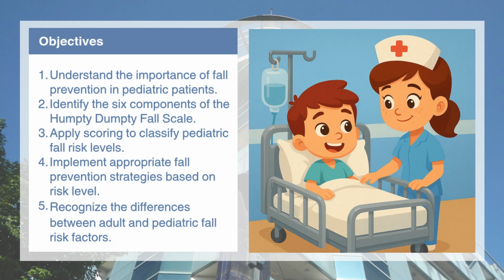By the end of this lecture, you'll be able to: 1. Understand the importance of pediatric fall prevention. 2. Identify the 6 factors included in the Humpty Dumpty Fall Scale. 3. Accurately score and classify a child's fall risk. 4. Implement age-appropriate interventions. And 5. Differentiate pediatric from adult fall risk characteristics.